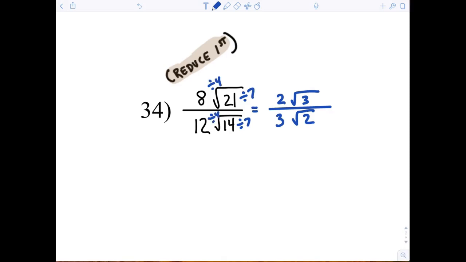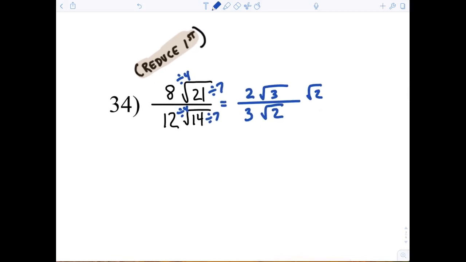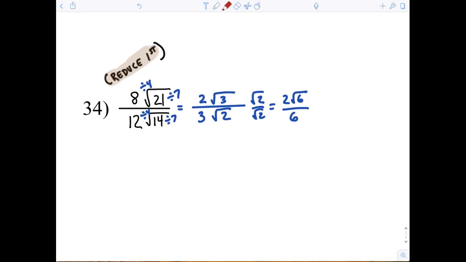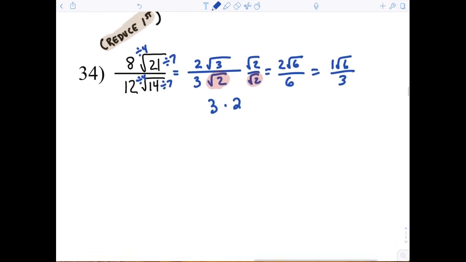Now I need to multiply the top and bottom by what? Radical 2. So now I get 2 radical 6 over what? Over 6. Because again, what is the square root of 2 times the square root of 2? 2. And then there's a 3 out there, 3 times 2. Now we're almost done. It'll be 1 over. So it's just 1 radical 6 over 3. Any questions with that?